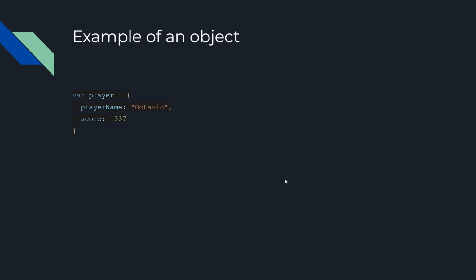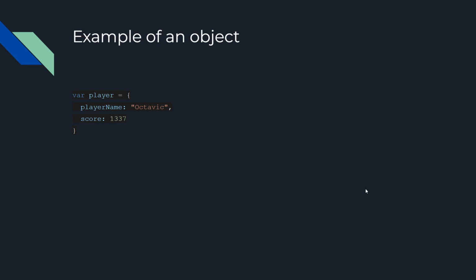So these are examples of properties that exist on the object, that is, key value pairs. You have the key, which is playerName, and the value, which is Octavic, or you have the key score, and the value is 1337. So this perhaps represents a player in your player base that has a name and a score.